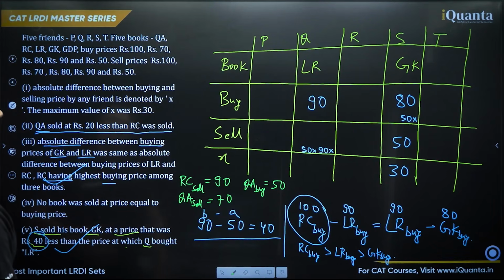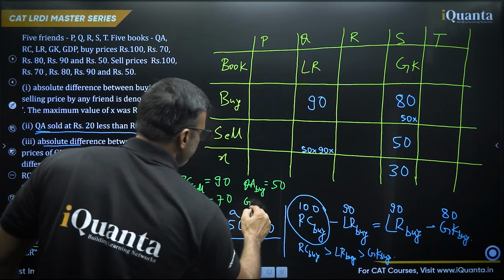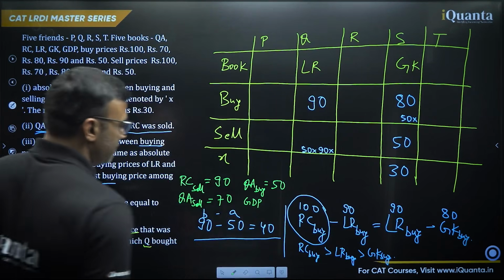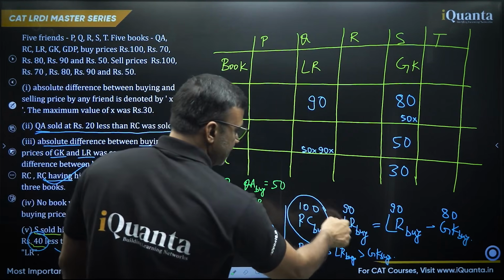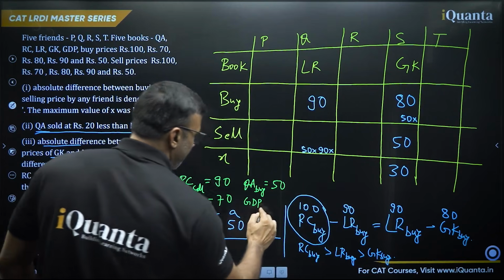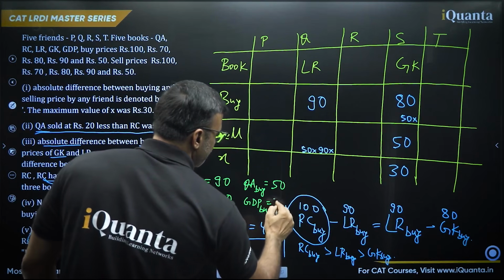Is there anything else left? GDP is left, so the GDP buy price will be very clear now. Look at the buy prices: 100, 90, 80, 50 are gone. So the GDP buy price will be 70. So that value is also there.